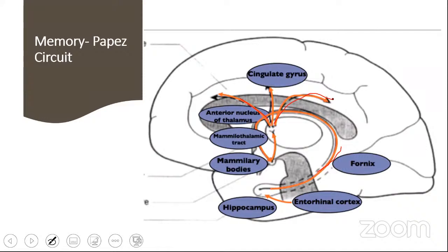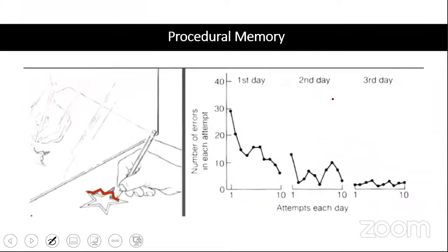This circuit is important to encoding the memories and to recall the memories up to 6 months till they are stabilized. This is very important. So the last memory is the procedural memory. For procedural memory, you need not have the hippocampus or Papez circuit. This is stored in the basal ganglia and cerebellum.